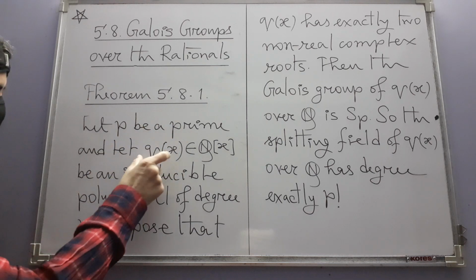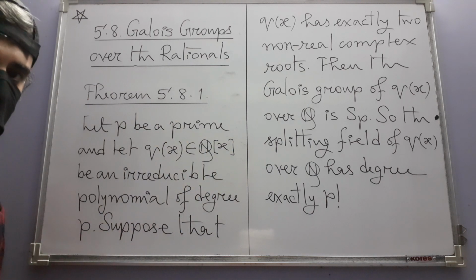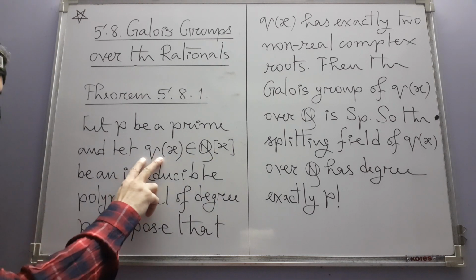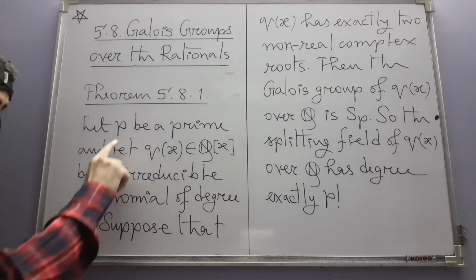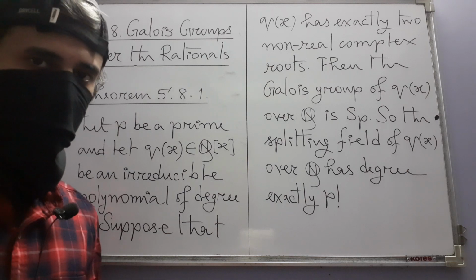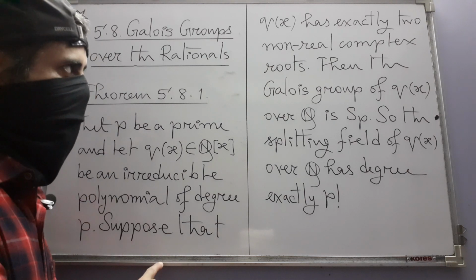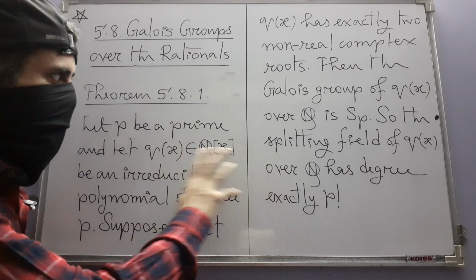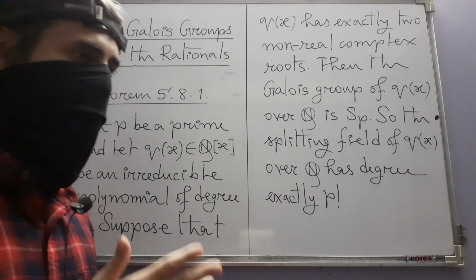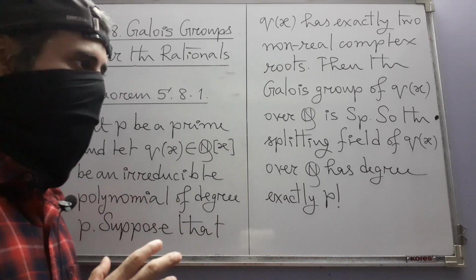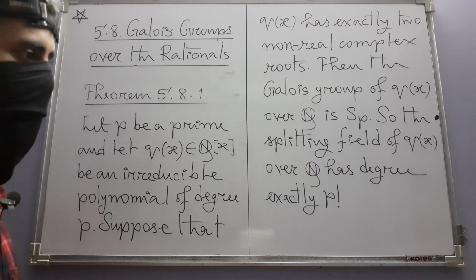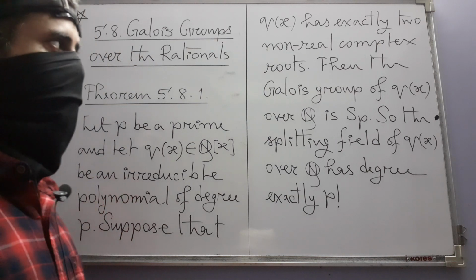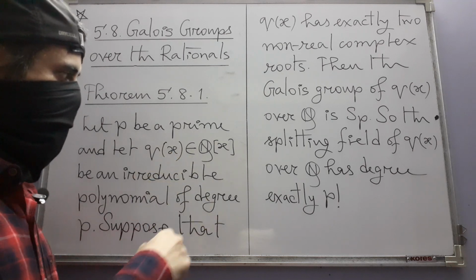Let P be a prime number and let q(x) be a polynomial with rational coefficients. In other words, q(x) is an element of this ring. Also, q(x) is an irreducible polynomial and its degree is that prime P. And there is one more condition imposed on q(x): that q(x) has exactly two non-real complex roots. In stating these conditions, we are assuming the fundamental theorem of algebra, which says that any polynomial whose coefficients are complex numbers has only complex roots. So that's why here also the coefficients of q(x) are complex numbers.